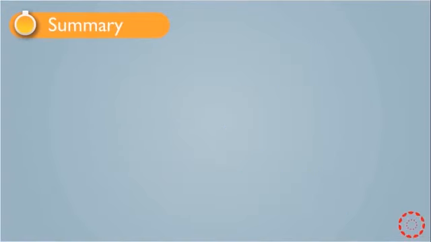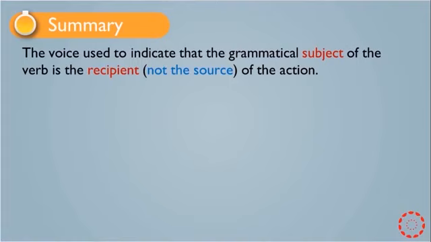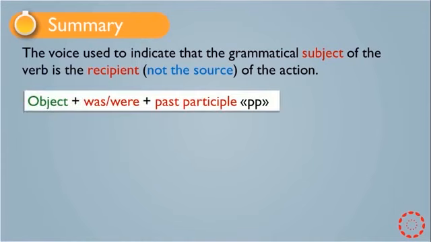The summary: the passive voice is used to indicate that the grammatical subject of the verb is the recipient, not the source of the action. This is the general rule of past simple passive. We have an object at the beginning and then we have was or were. It depends on the object that we wrote at the beginning. And then we have the past participle of the verb. It means we change the verb to the past participle form.